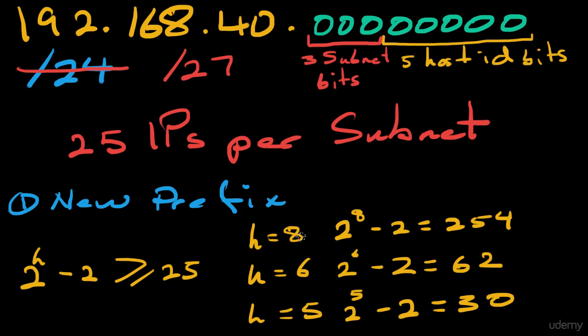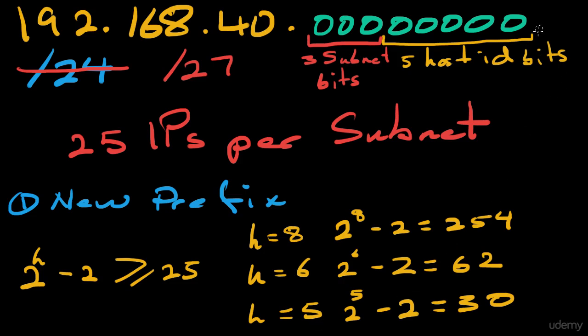When h is 8, I get 254 IPs. If h was 7, I would get half of that. When h is 6, I get half of that, which is 62. And when h is 5, I get half of that, which is roughly 30. If h were 4, I would get half of 30, which is about 15, which is too little because I need at least 25 IPs. So therefore, h is 5 is my number.